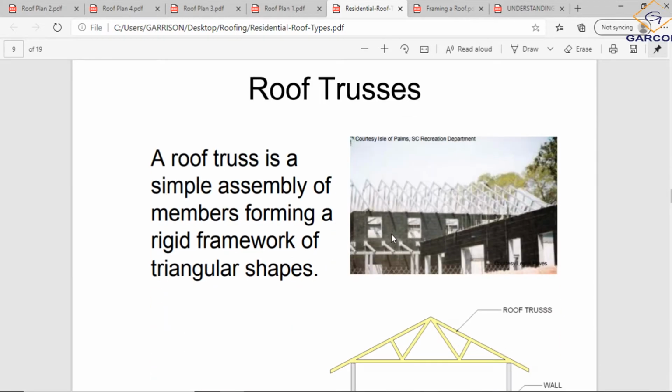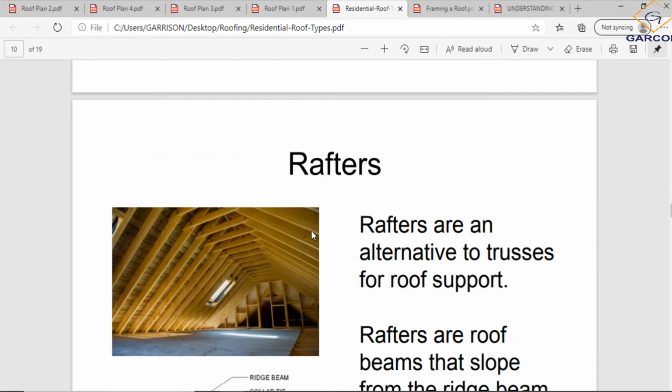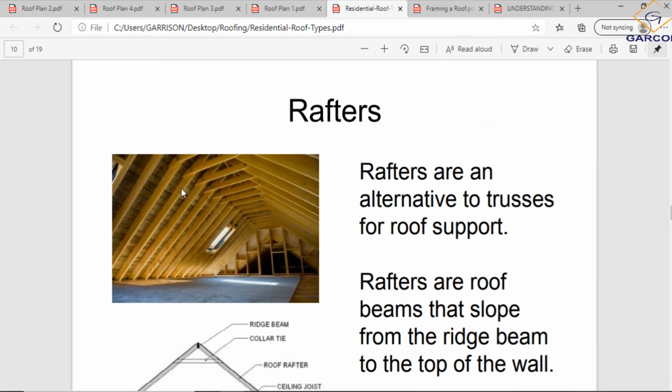Alright, roof trusses. Some roofs, especially in America, are built with trusses. So instead of regular rafters, they build trusses and put them down in rows, and then on top of it they put some lath and batten it off. Rafters. Rafters are these members of the roof that come down like that. Rafters are an alternative to trusses for roof support.